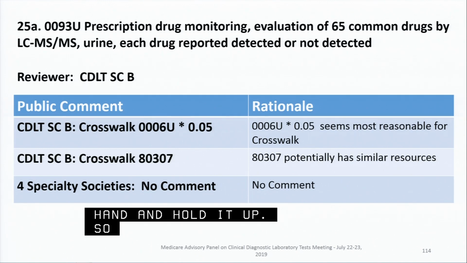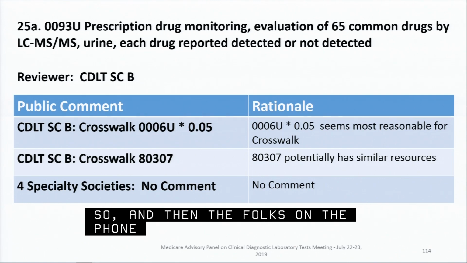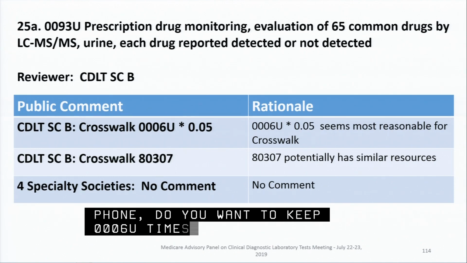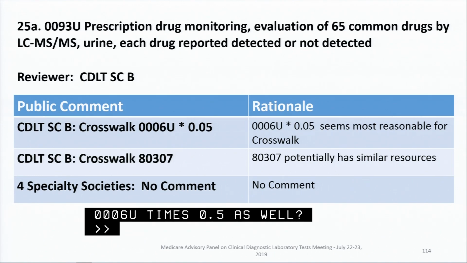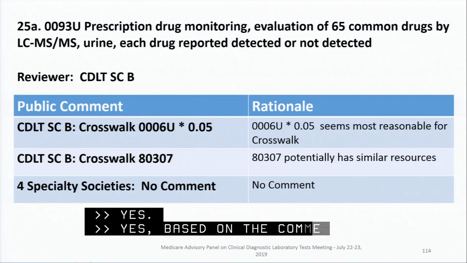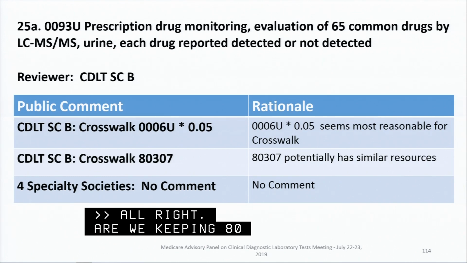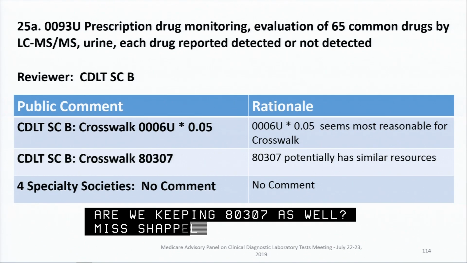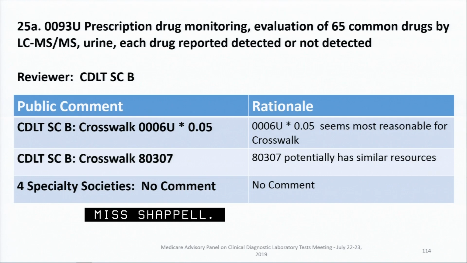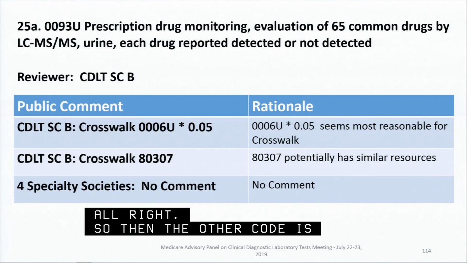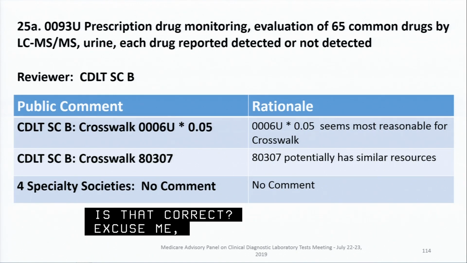So the folks on the phone, do you want to keep 0006U times 0.5 as well? Yes. Yes, based on the comments that were here, I think it's important to have the options for the voting members. All right. Are we keeping 80307 as well? Ms. Chappell? That would be the code I'd be most comfortable with. Thank you. All right, so then the other code is G0483, is that correct? Any dissension with that?